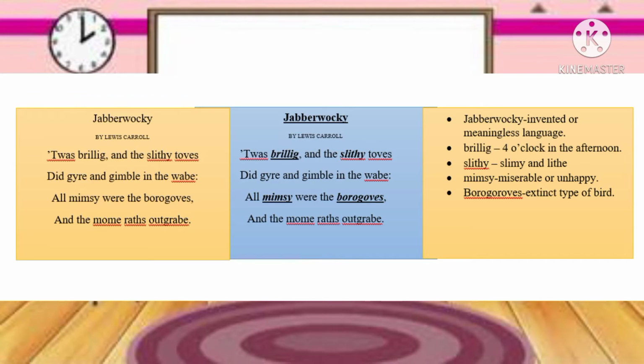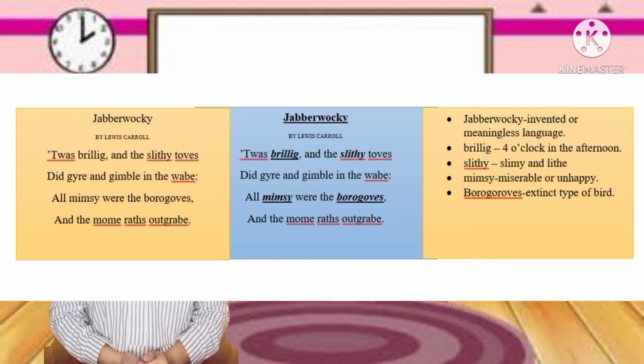On our screen, we have the poem entitled Jabberwocky. The first column shows the original poem, the second column shows the underlined or unfamiliar words, and the last one shows the meaning of the underlined words. Through this, we would be able to understand that Jabberwocky is only invented or meaningless language. It means the poem itself is meaningless.